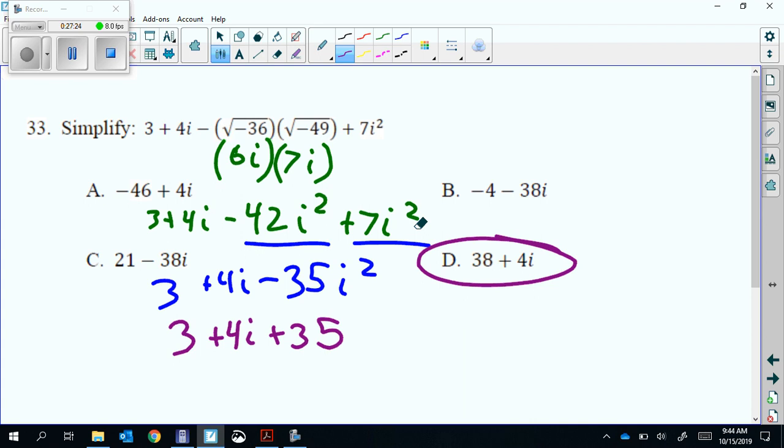If it's a calculator question, you just type it in exactly as it's written, and you get the same answer. Calculator can do imaginaries too. But you got to be very careful the way you type it in. You got to type it in with parentheses and everything.